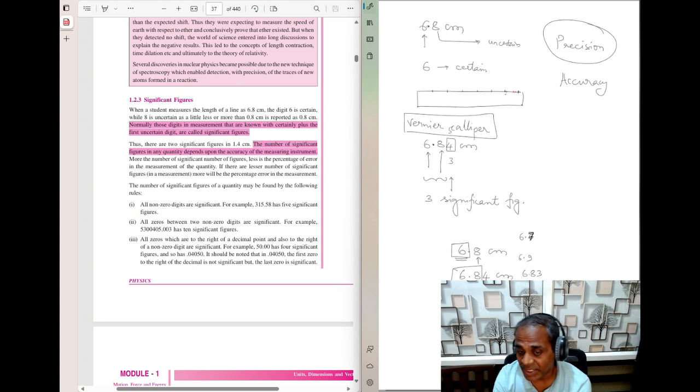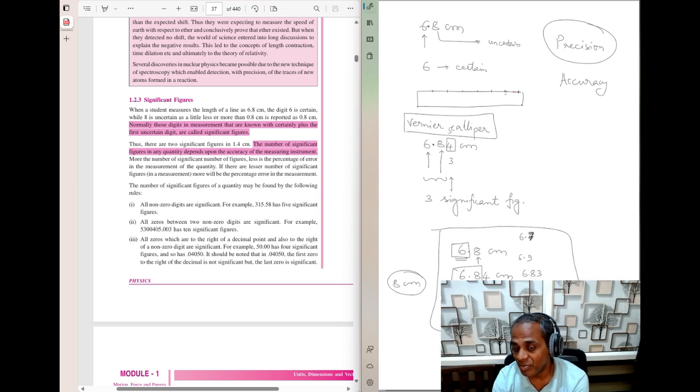Whereas accuracy, let us say because of some instrument fault or incorrect way of measuring, I am arriving at these figures, and the actual length is, let us say, 8 centimeters. I'm just taking an example. The same line is actually 8 centimeters long, but because of faulty instruments or incorrect way of measuring, I'm getting these figures. So though my precision is increasing, my accuracy is not good, right?